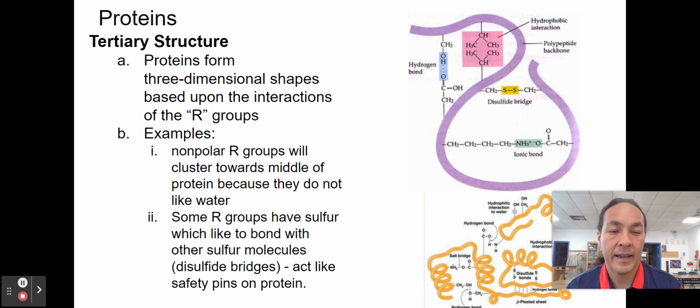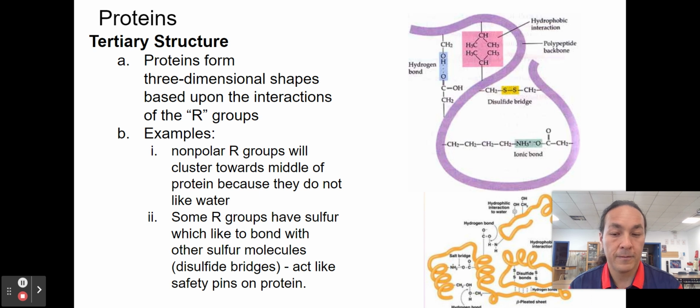R groups that have sulfur in them, like cysteine, will form bonds with other cysteines. They will form disulfide bridges. Some R groups may be able to give up [a hydrogen] and will form ionic bonds because they will be charged, and so then they will bond together, and there can be hydrogen bonding between them as well. All these bonds help to make the shape of the protein, and so it's pretty cool.